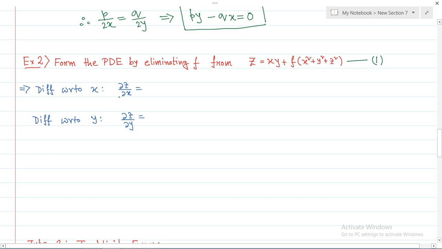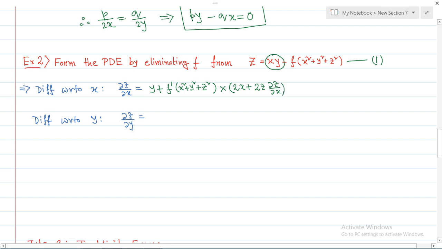So we have del z del x equals, what is the differentiation of x into y? Here with respect to x, if I differentiate, it will come y only, plus about the f function we have no information, so we have to write it as f dash of x square plus y square plus z square. Now we have to go inside x square plus y square plus z square. So x square differentiation is 2x plus y square differentiation is 0, but inside z, x and y both present, so it will be 2z del z del x.